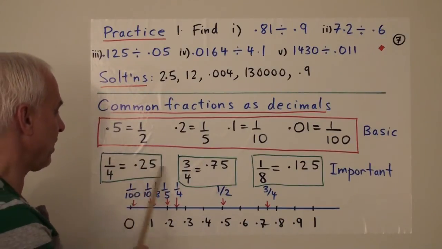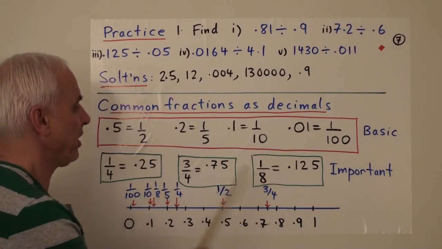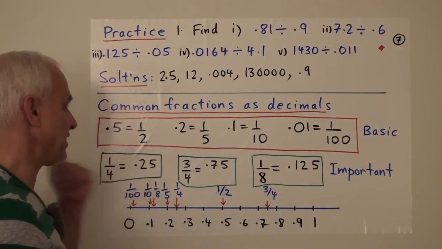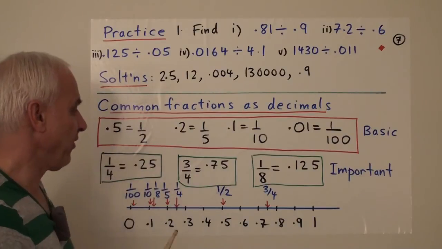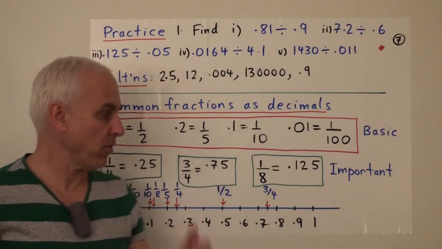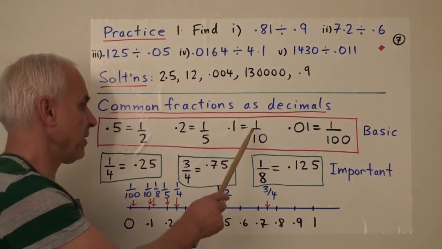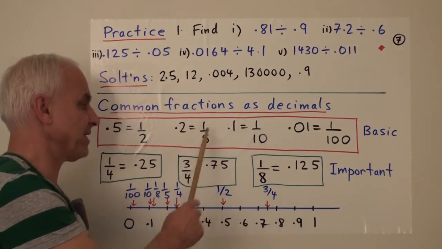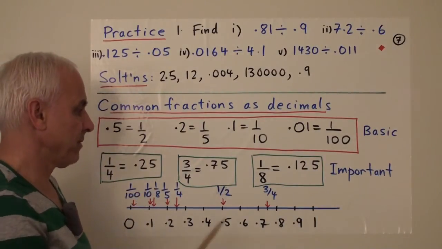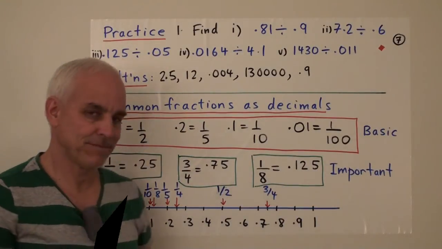All right, so please remember these correspondences between some basic fractions and decimals. So if you see 0.75, you should know, that's 3/4. If you see 0.2, that's the same as 1/5. 0.5 is the same as 1/2. This one's not bad to remember too.